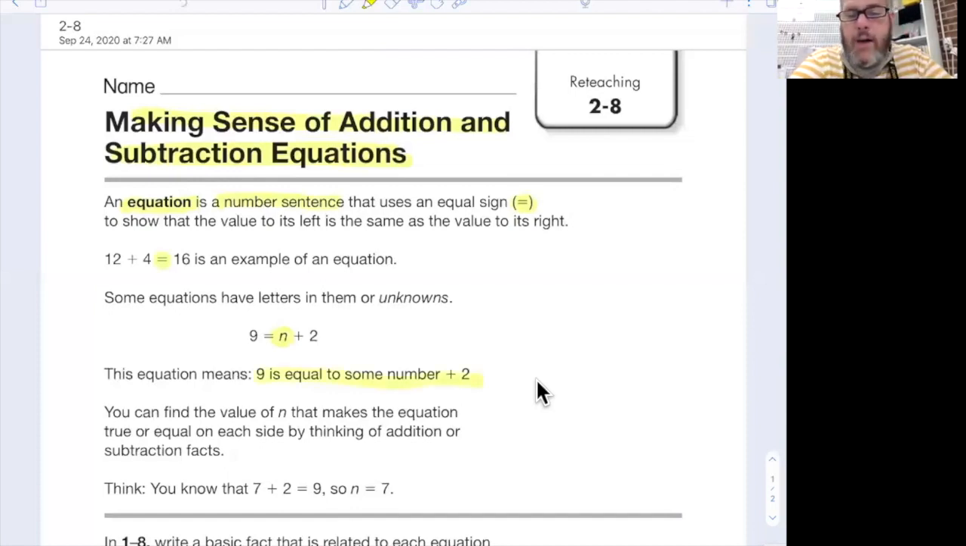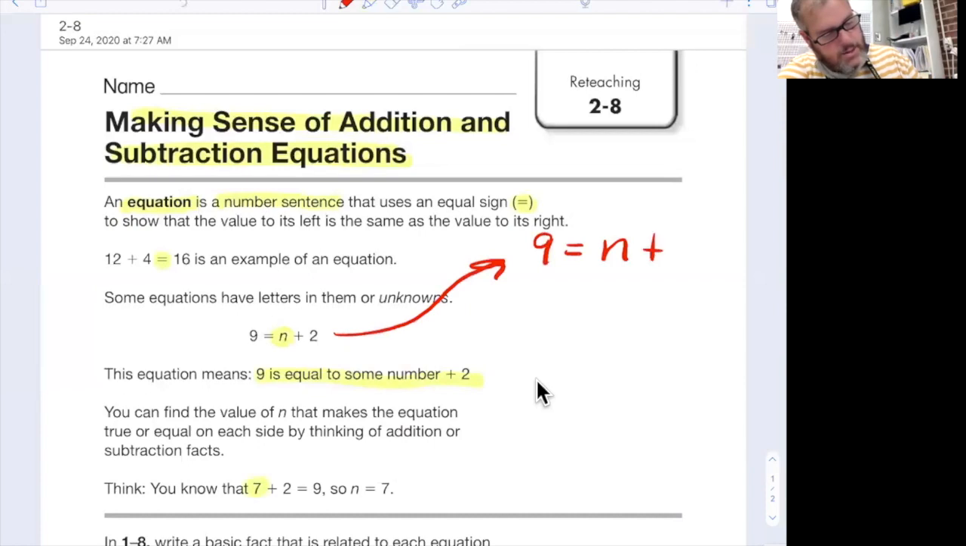You can find the value of n that makes the equation true or equal on each side by thinking of addition or subtraction facts. I want you to think about this. You know in your mind that 7 plus 2 equals 9. So n equals 7. Did you notice that that was the missing piece? I'm going to write this over here to the side and show you it in a little bit different way. 9 equals n plus 2.